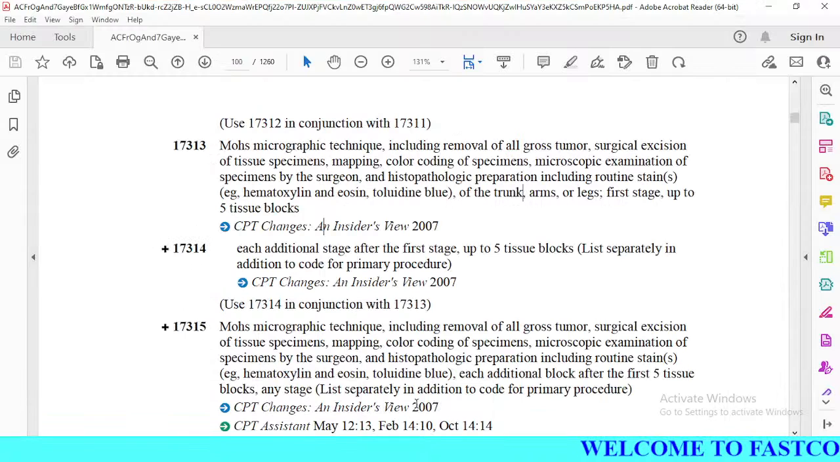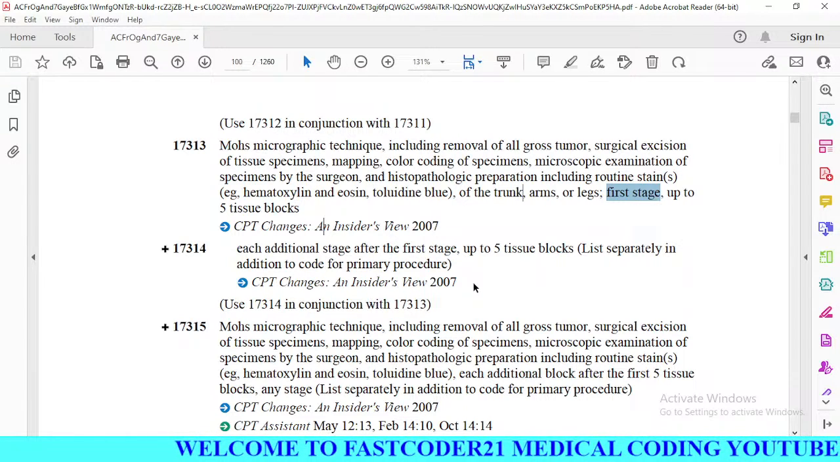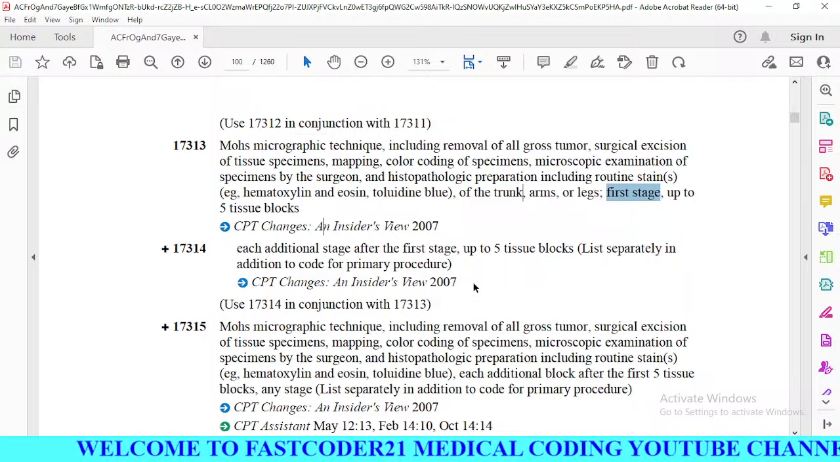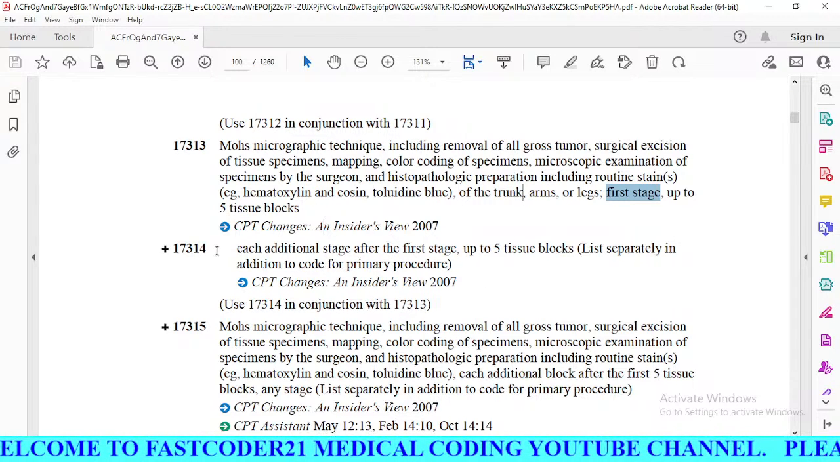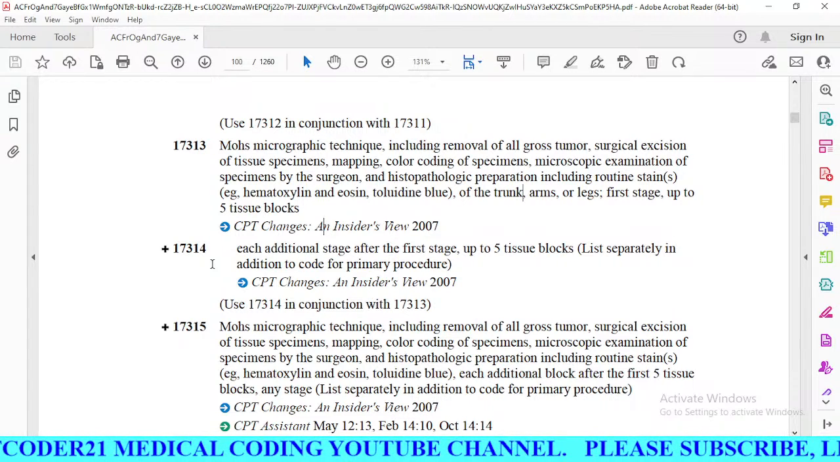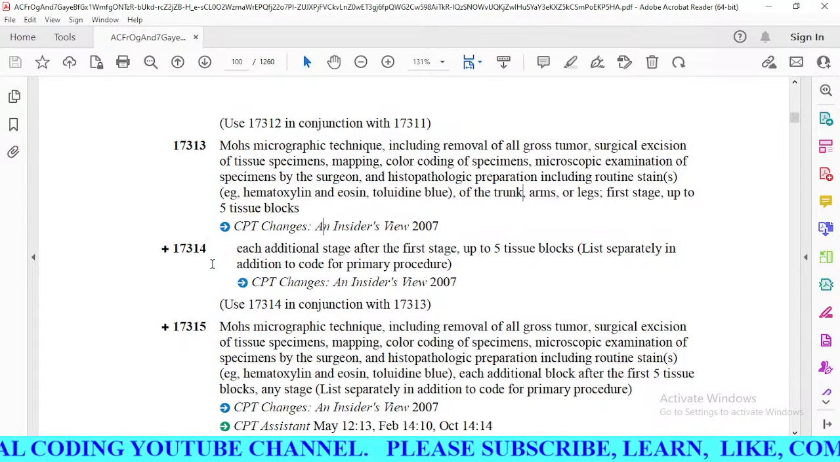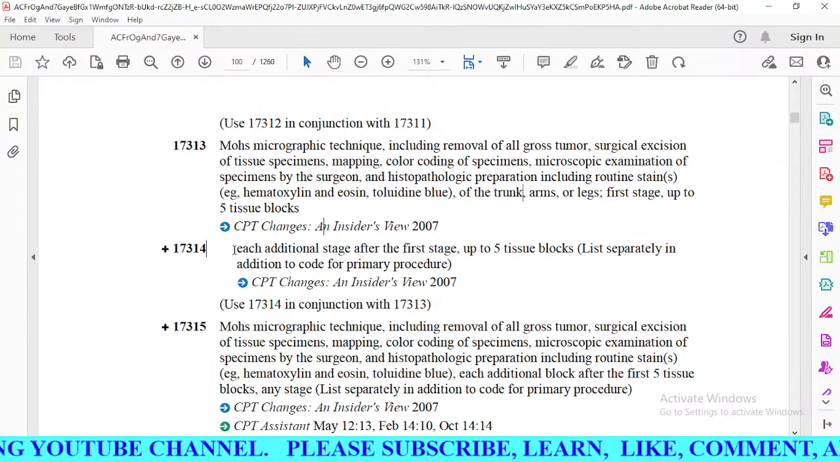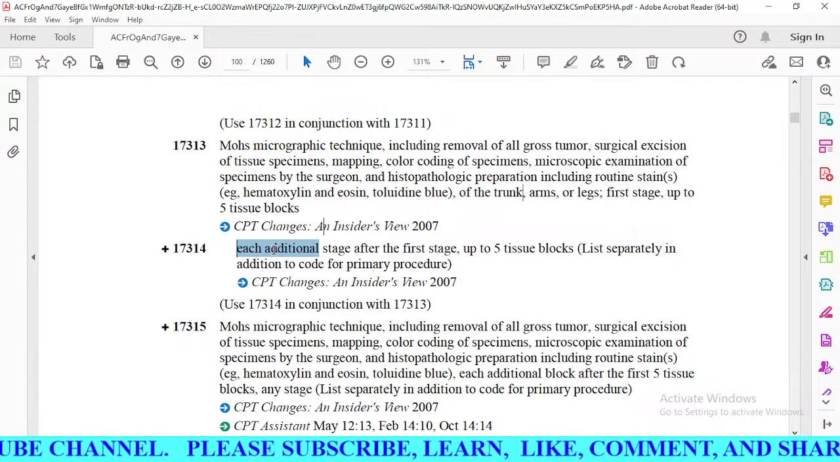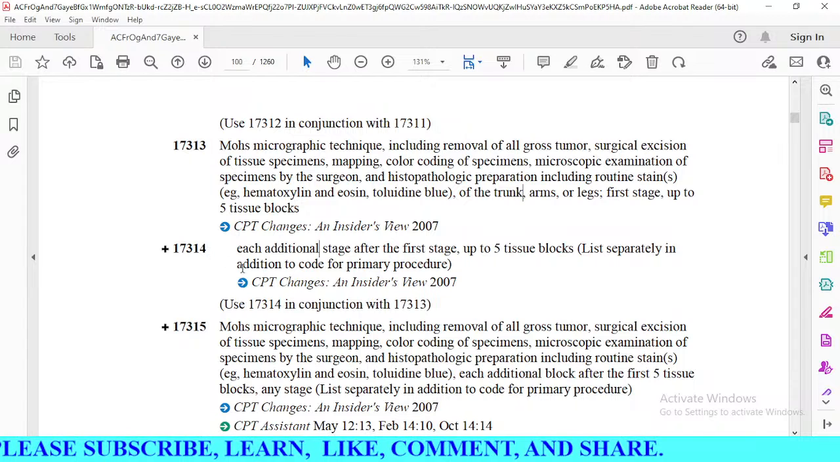Three stages means 17313 for the first stage up to 5 tissue blocks, and add-on code 17314 for the remaining two stages. So as we have three stages, 17313 for the first stage, 17314 and 17314 for the remaining two stages. Here the code description contains each additional stage, so we need to code 17314 two times.